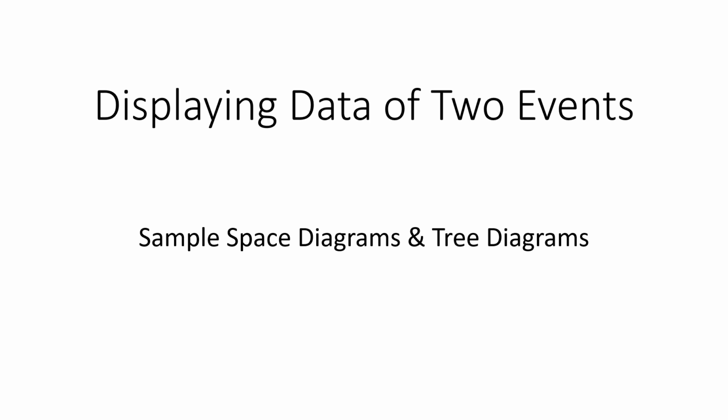Welcome to the Displaying Data of Two Events revision session. This will be looking at how we can display the outcomes of two events in different ways. This might be from a simple list to sample space diagrams and then finally to tree diagrams.